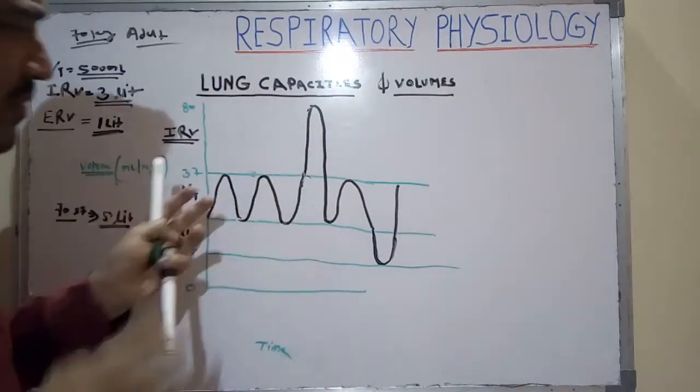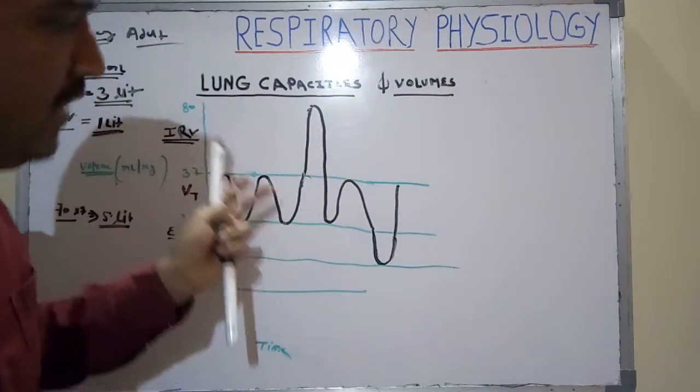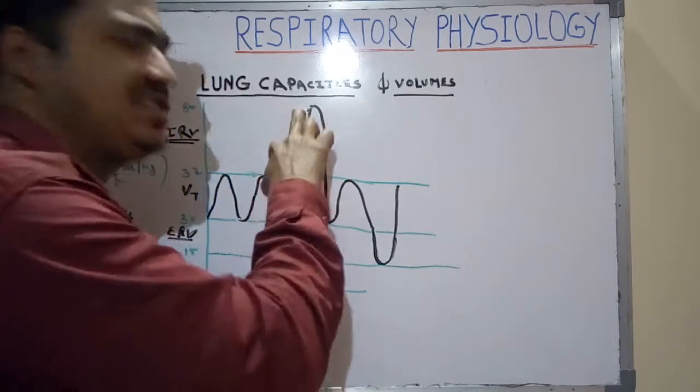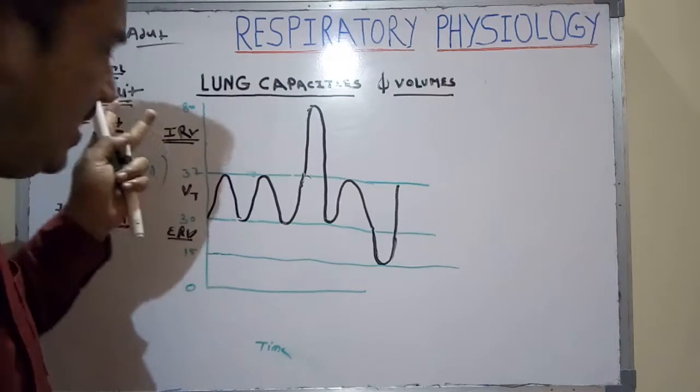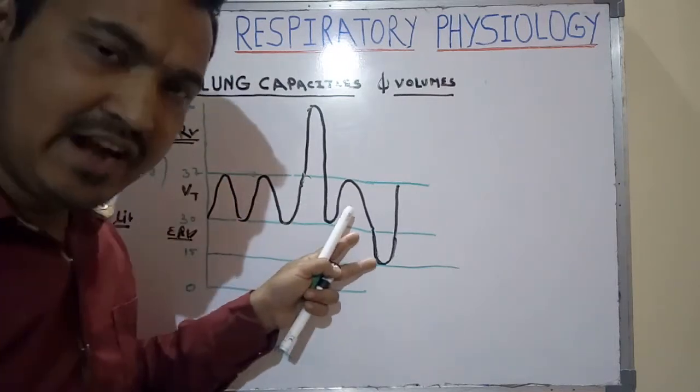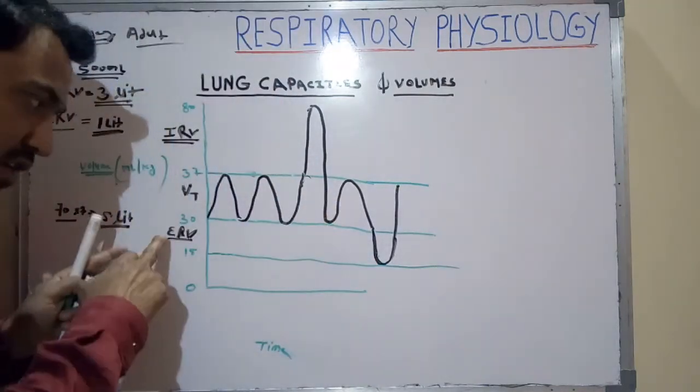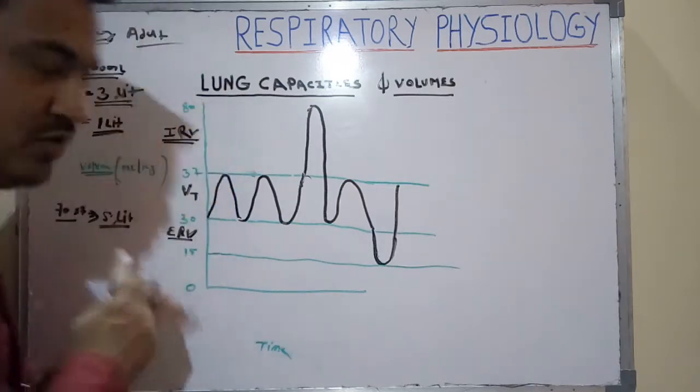Now, there is some breathing process going on. We are inhaling, we are exhaling. Somewhere we are additionally inhaling, called inspiratory reserve volume. Somewhere we are additionally exhaling, that we are calling expiratory reserve volume.